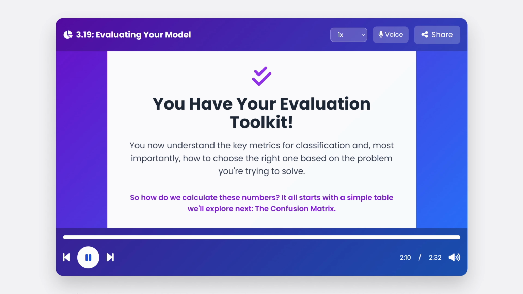And that's your essential toolkit for evaluating classification models. By understanding accuracy, precision, and recall, you can get a much deeper and more honest picture of your model's performance. But where do these numbers actually come from? In our next lesson, we will explore the simple tool that makes calculating them easy, the confusion matrix.